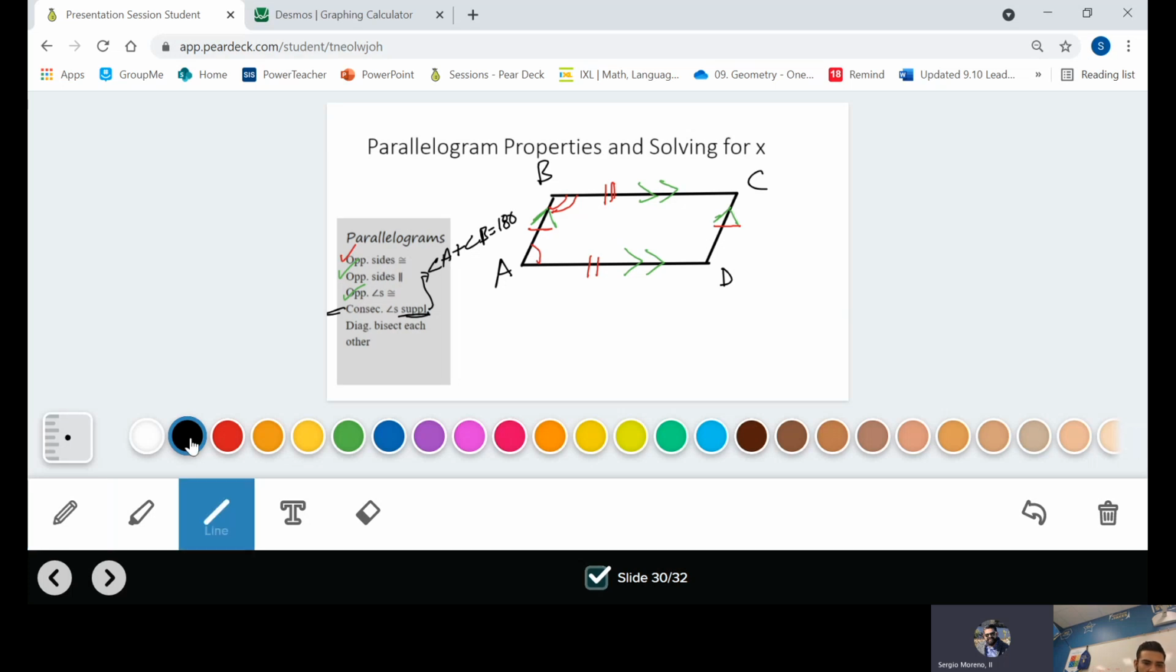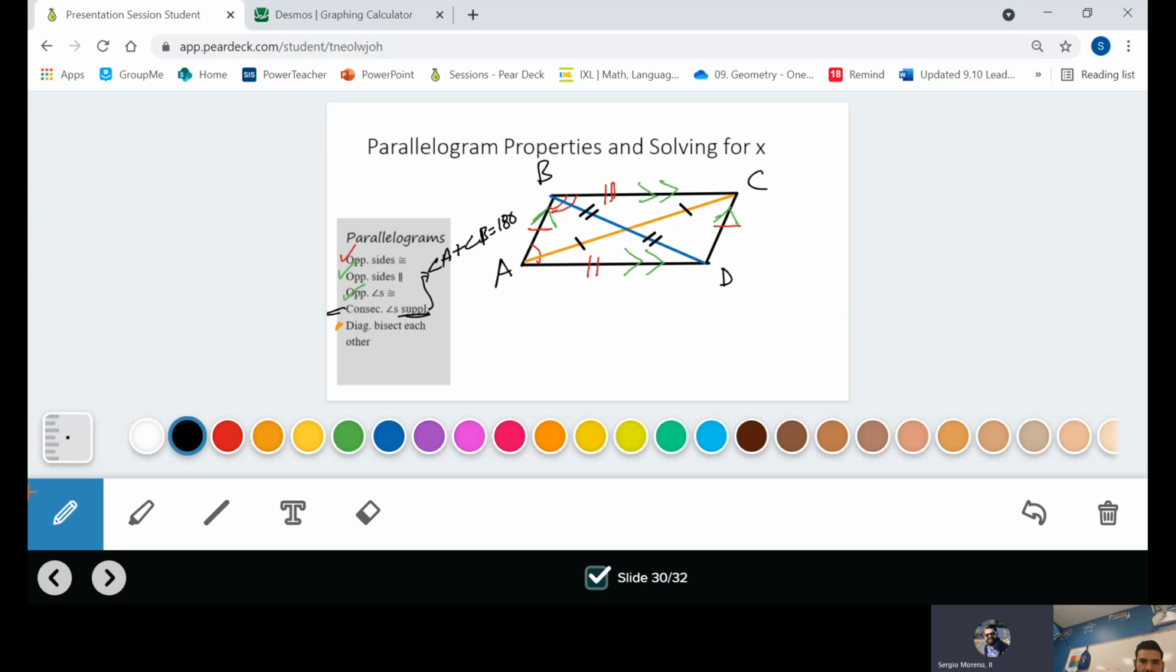And probably the most important part of this, I'm going to do it in orange, is the diagonals bisect each other. So if I have one diagonal here and another diagonal here, bisecting means they create two equal halves, right? So this side of the diagonal, the little orange part, is also equal to this little segment. And this little segment on the blue diagonal is equal to the other half of the segment on the blue diagonal.